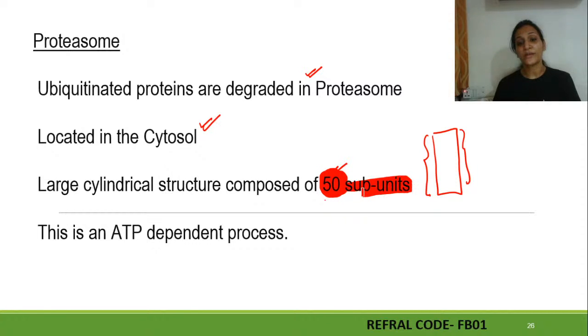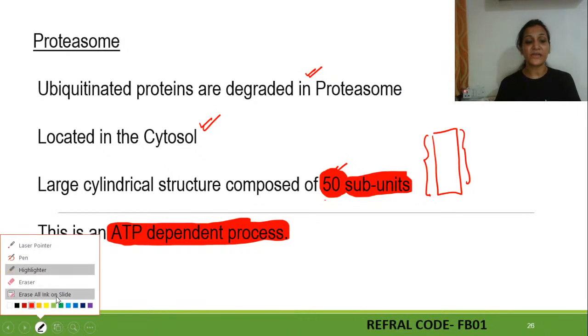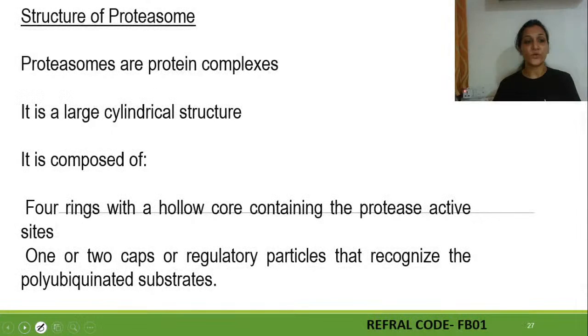Small was your ubiquitin. Here it's a very big molecule made up of 50 subunits, and it is an ATP dependent process. So we are reading this whole thing, ERAD, as our example of ATP dependent degradation. So it is ATP dependent process, right? Let's move further. We have seen proteasome. After ubiquitination, it needs to degrade. So this degradation occurs in the proteasome assembly, and it is located in the cytoplasm.